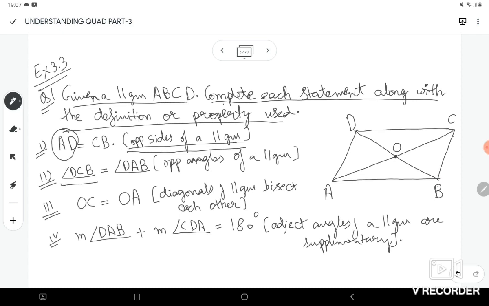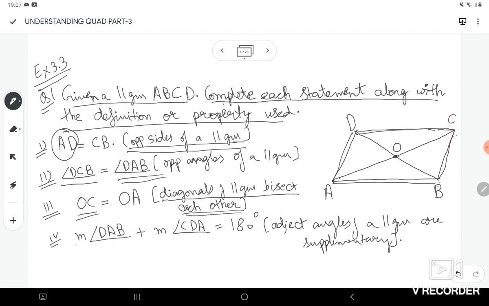So angle DCB equal to dash. Opposite angles of a parallelogram are equal, so angle DCB would be equal to angle DAB. And OC would be equal to nothing but OA, with the property as we have discussed before, that is, diagonals of a parallelogram bisect each other.